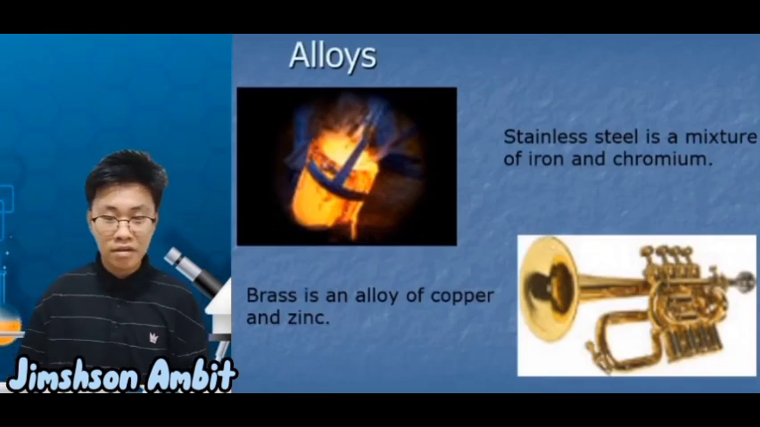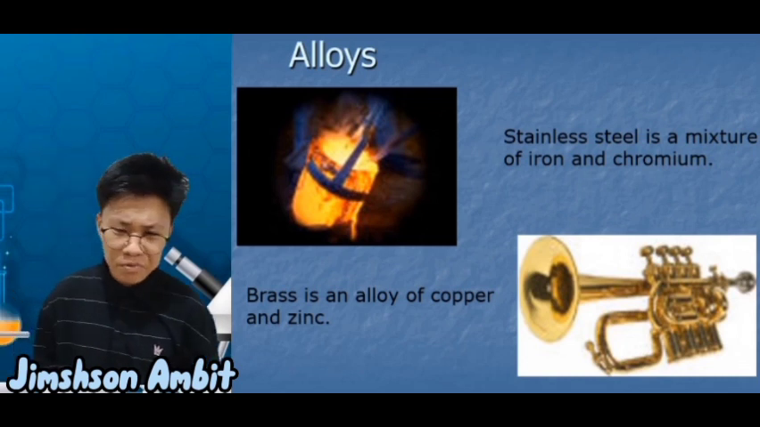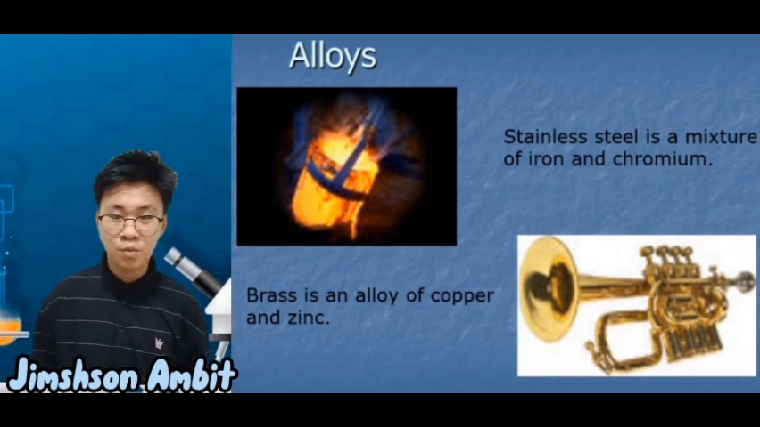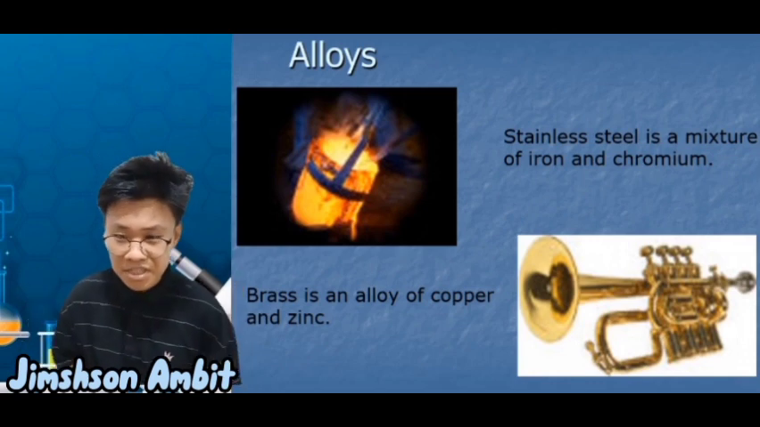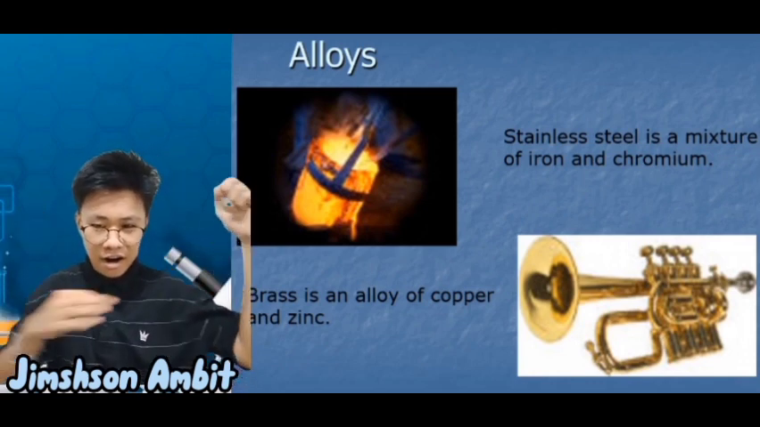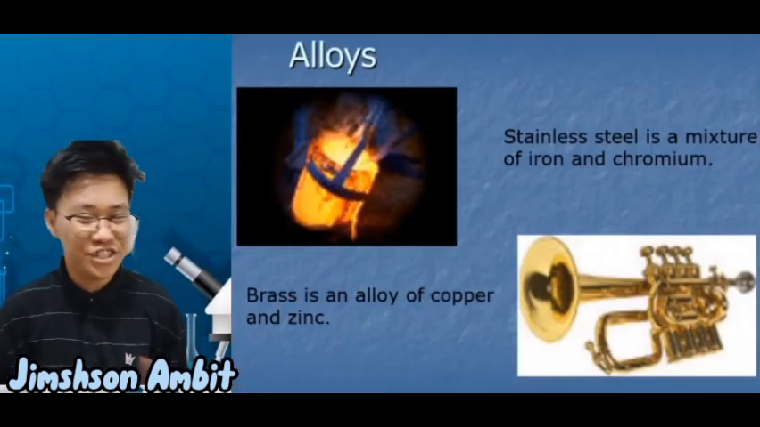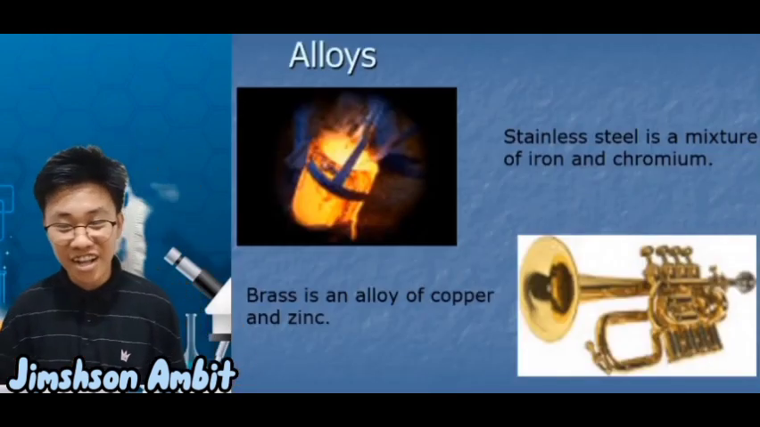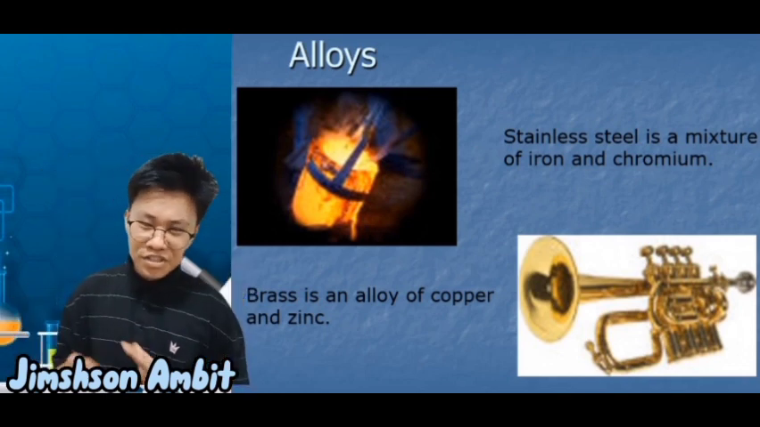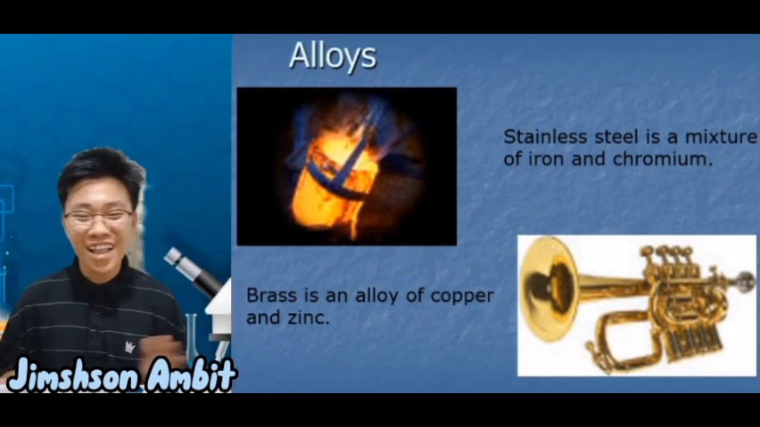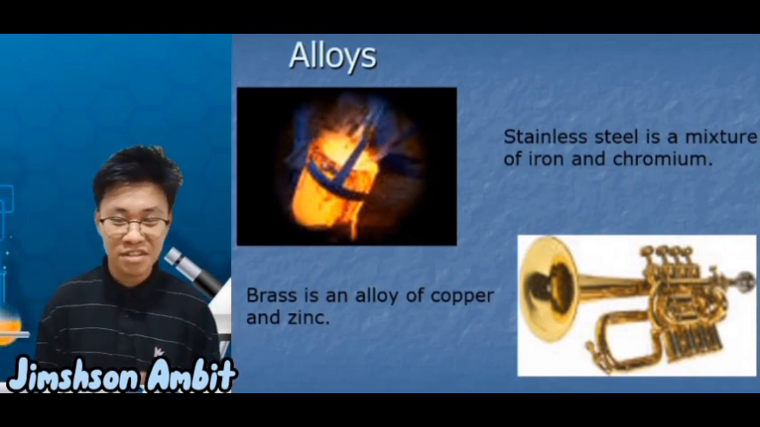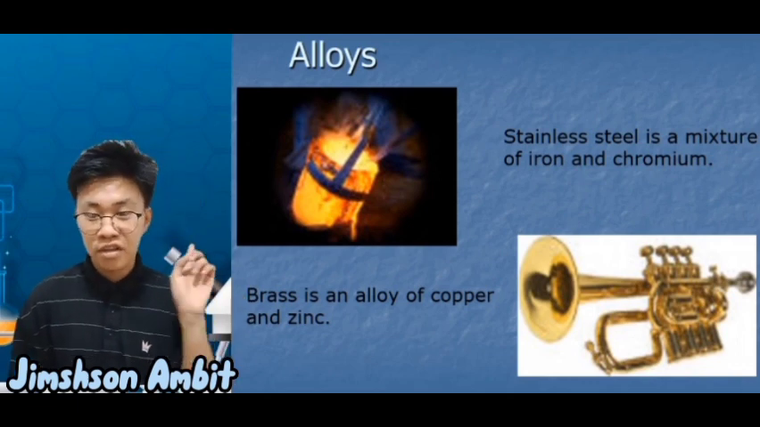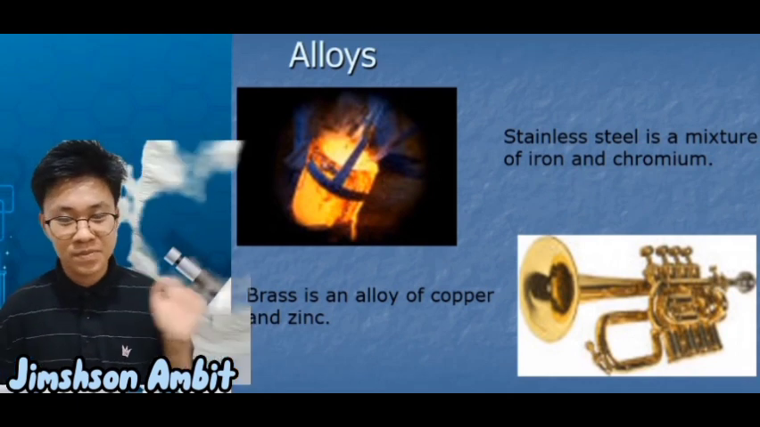So, alloys. Alloys exhibit unique properties that can differ from those of their individual component metals. By combining different metals, alloying can enhance specific characteristics such as strength, hardness and durability, corrosion resistance, and electrical conductivity. Those improved properties make alloys highly valuable and versatile materials used in various industries, including engineering, construction, electronics, and transportation.